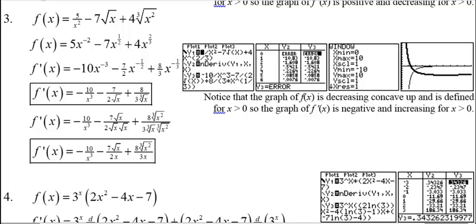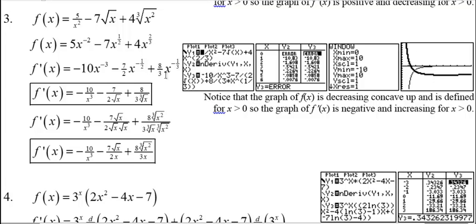Okay, so negative 2 times 5 is negative 10. And the power, you subtract 1 from it. Negative 2 minus 1 is negative 3. So here's our original f of x here. Take its derivative. 1/2 times negative 7 is negative 7/2. 1/2 minus 1 is negative 1/2. And then for the last term, we say 2/3 here times 4 is 8/3, and 2/3 minus 1 is negative 1/3.